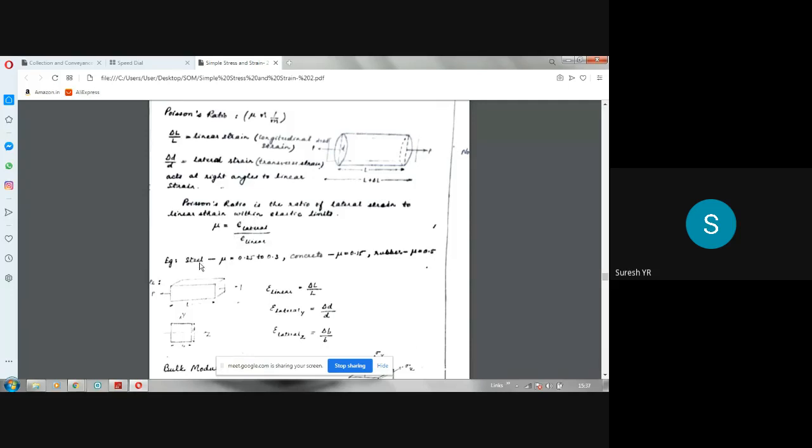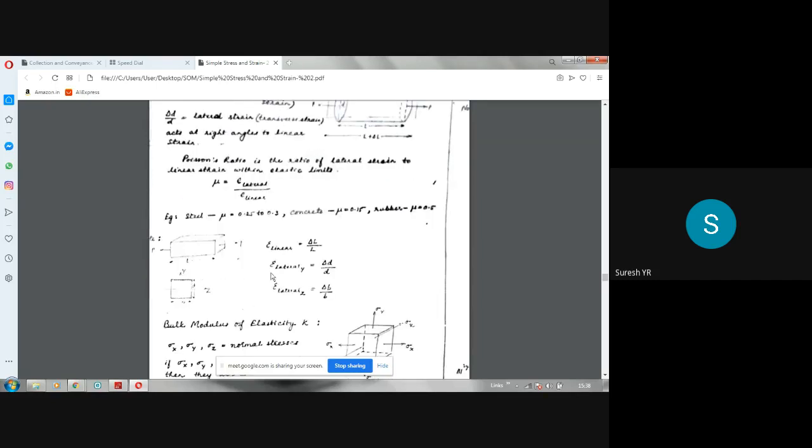The value of Poisson's ratio differs from material to material. For steel it varies from 0.25 to 0.3. For concrete it is about 0.15. For rubber it is 0.5. So it depends on the material type. All these values, Young's modulus, rigidity modulus, Poisson's ratio, depend on the type of material of the bar to which the force is applied.